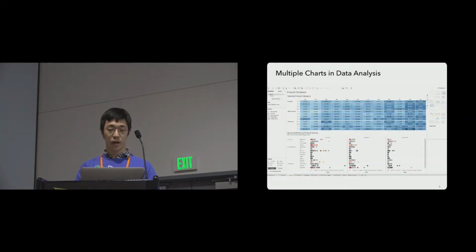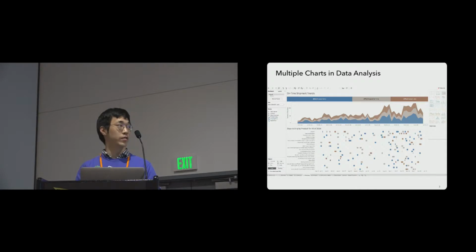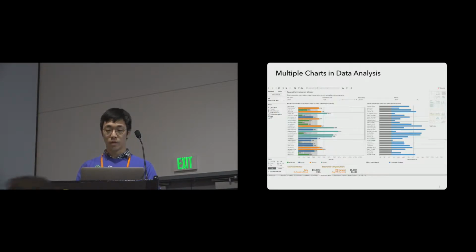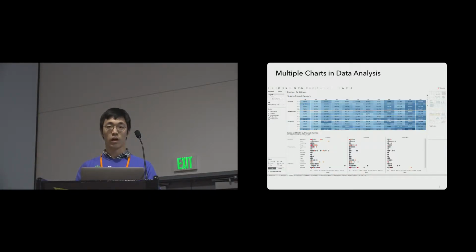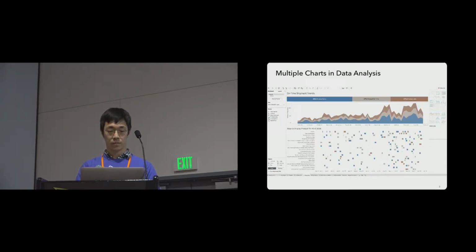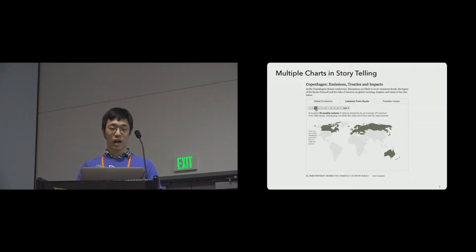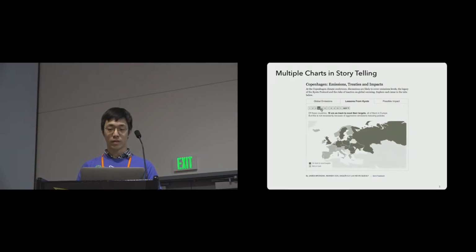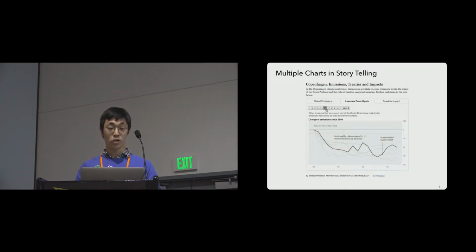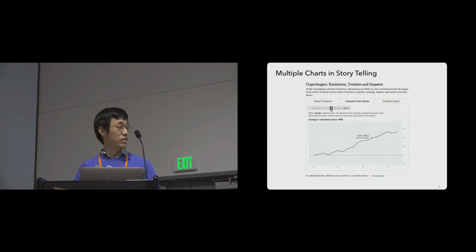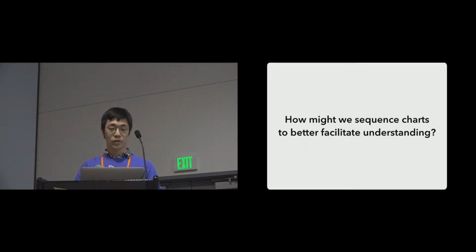To describe insight from data, an analyst typically generates many different charts, and so often must present a sequence of charts when communicating research to others. Similarly, in an area like data journalism, multiple charts are often shown in sequence in order to convey a story about data, as in this New York Times article about climate change. Both analysis and communications often depend on understanding multiple charts in sequence. So it is natural to ask, how might we sequence charts to better facilitate understanding?